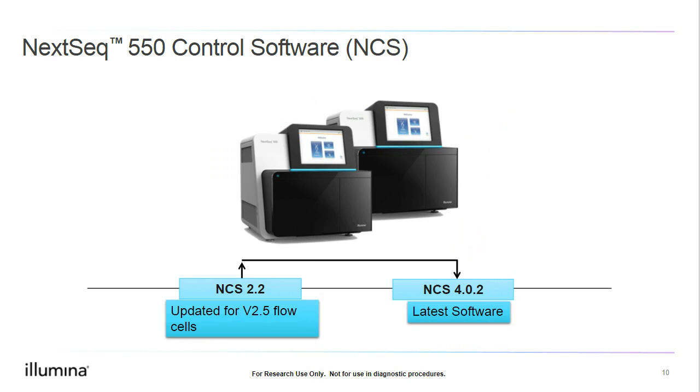Currently, there are 2 versions of the NextSeq Control Software, or NCS, available, version 2.2 and version 4.0. If your instrument has an older version of NCS, I recommend manually upgrading to version 2.2 so that version 2.5 flow cells can be recognized. Version 4 software will come on newly installed instruments as well as recently upgraded NextSeq DX instruments.